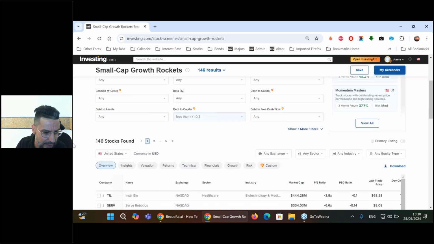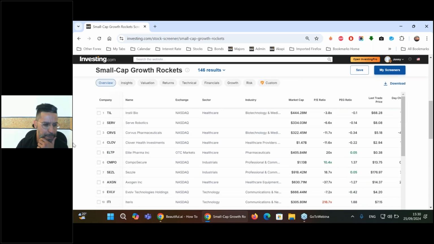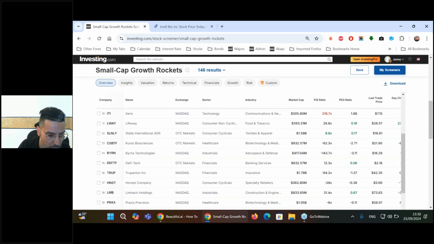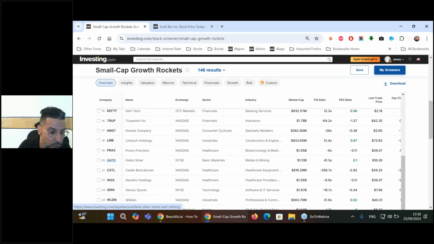So some of the names that come up here. Again, some of these smaller cap stocks, names which wouldn't be on your radar if it were not for the screener. And I could already see some of these names. For example, Instil Bio, a lot of biotechs here, a lot of bio or healthcare companies. Gatos Silver, anything silver right now, you know, metals and mining.